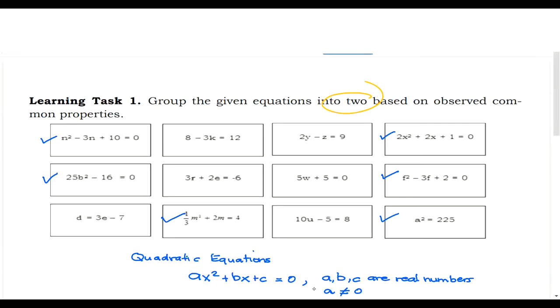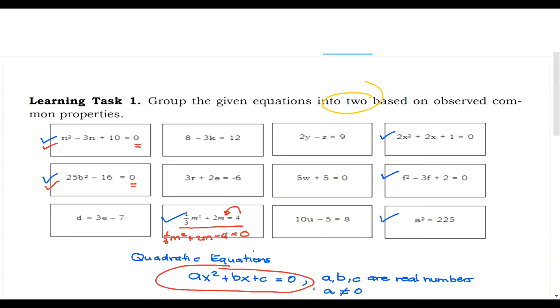Again, nasan yung standard form? This one. Balikan natin yung mga chinek natin. So ito, yeah. This one is in standard form. Okay, even this one. Ito hindi pa. We need to transpose 4 to the other side to make it 0. So if we do that, we're going to have 1/3 m squared plus 2m minus 4.